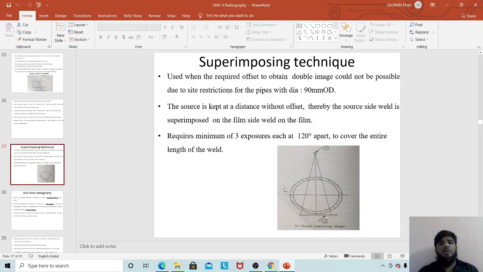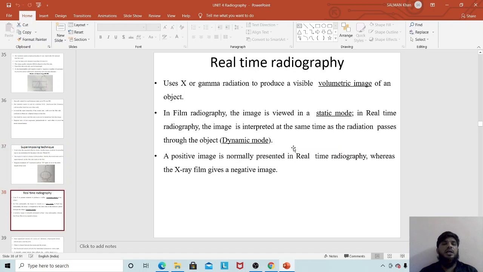Next is the superimposing technique. In the superimposing technique, what we generally do is have a source on one side, and an image receiver at an angle of 120 degrees apart, so that we can expose different areas and obtain the image in different ways.